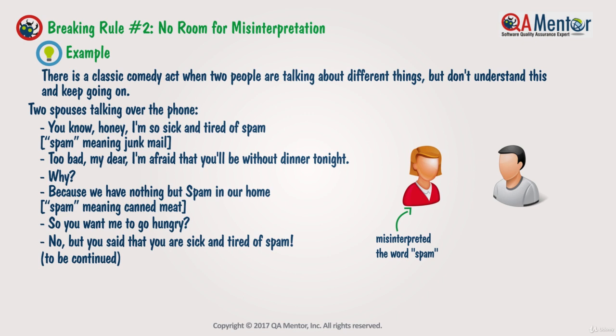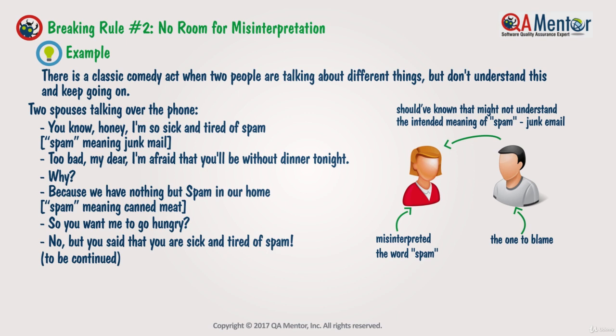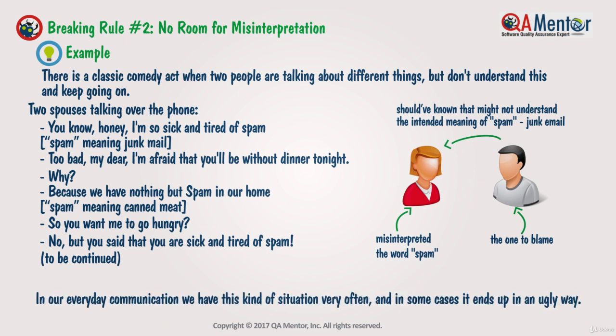In the above example, this dialogue happened only because the honey misinterpreted the word spam. The honey is not to blame because the dear should have known that the honey might not understand the intended meaning of spam or junk mail. In our everyday communication, we have this kind of situation very often, and in some cases it ends up in an ugly way, like we're not friends anymore just because someone misinterpreted something, words, gestures, etc. Let's remember poor Romeo, who misinterpreted Juliet's sleep as a death and offed himself.